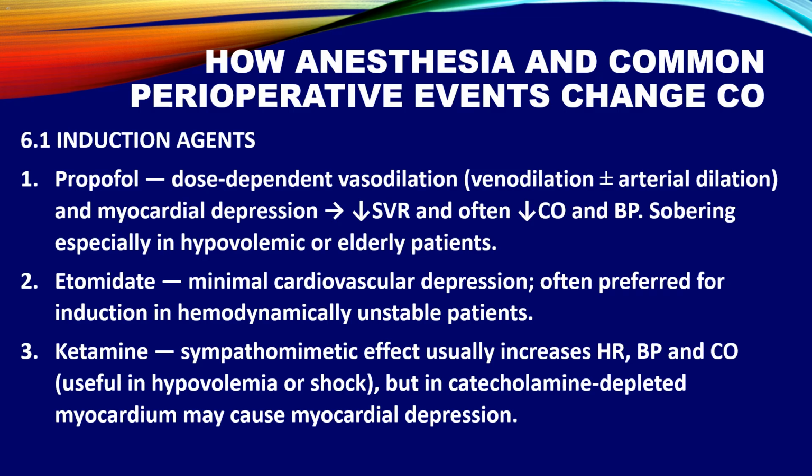2. Etomidate. This agent has minimal cardiovascular depressant effects, making it a preferred choice for induction in hemodynamically unstable patients. 3. Ketamine. This agent typically has a sympathomimetic effect, increasing heart rate (HR), blood pressure (BP), and cardiac output (CO). This makes it useful in hypovolemic or shock states. However, in patients with catecholamine-depleted myocardium, ketamine may cause myocardial depression. These effects highlight the importance of considering the patient's underlying cardiovascular status when selecting anesthetic agents.